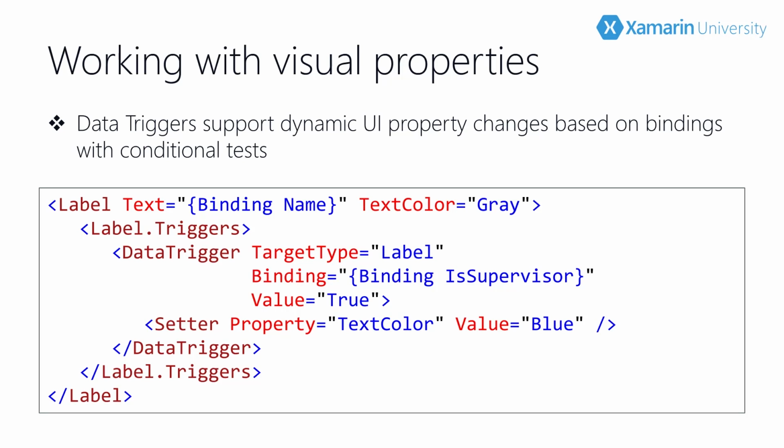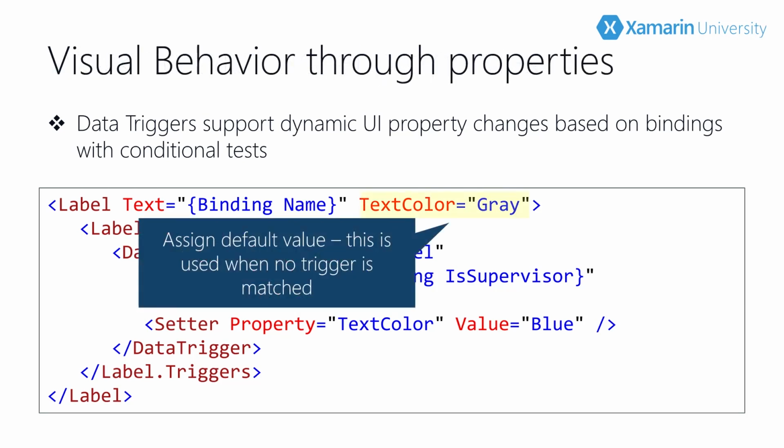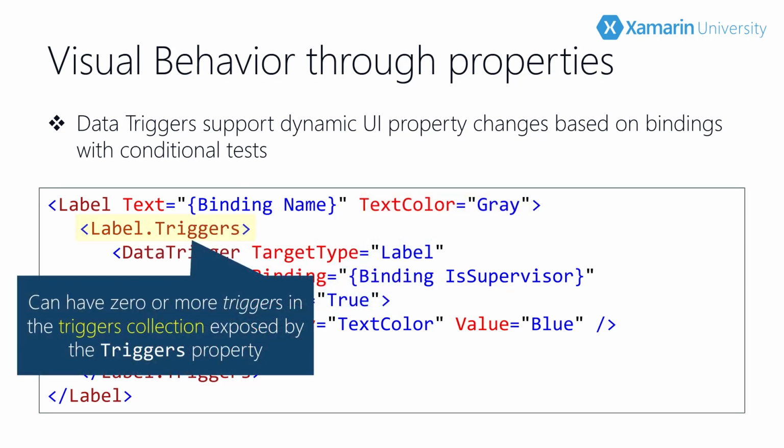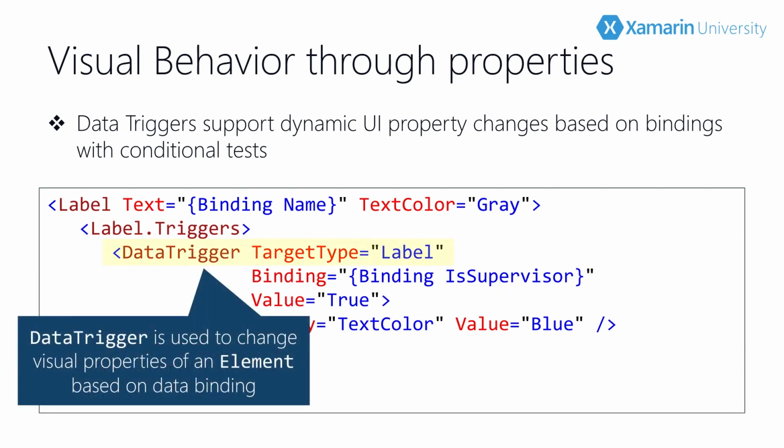We define a label in our code to display the name. We then set a default value for the property in question, in this case the color, and we're going to set it to gray. Next, we add a triggers collection to the label. We can add 0 or more triggers to any UI element. In that triggers collection, we will add a single data trigger, which is applied to the label type. The target type property is required, and it identifies the specific element type that the data trigger is working with.